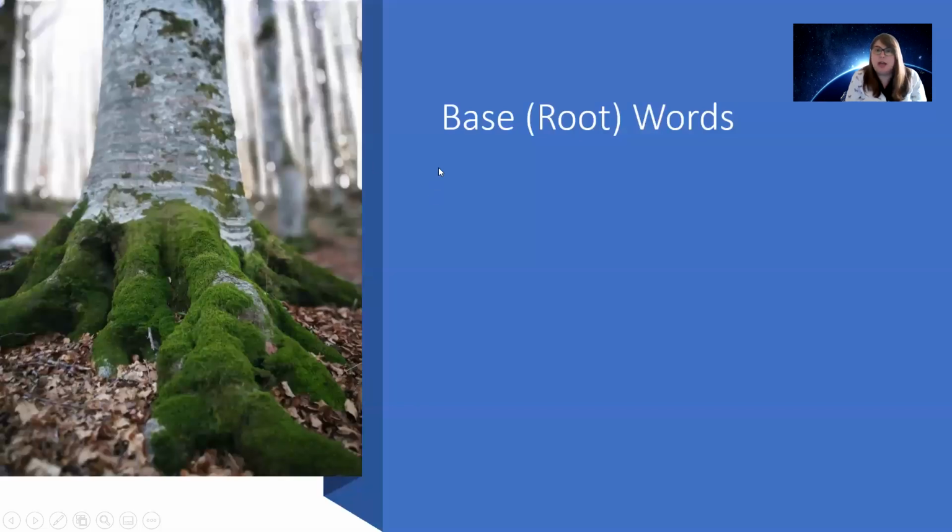The first thing that we're going to look at are root words. Now, root words are also called base words. So on your vocabulary sheet, this is the first vocabulary word for our lesson: base or root words.